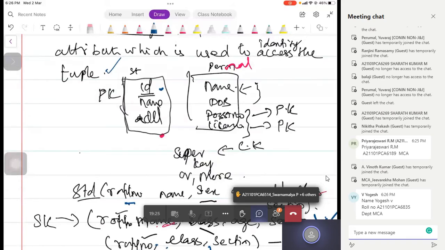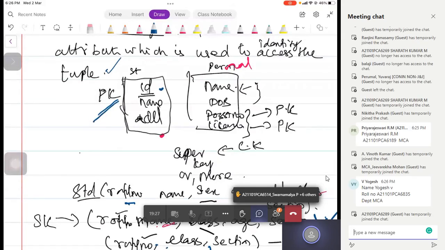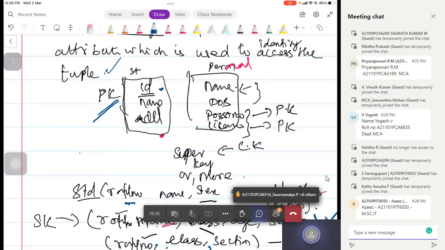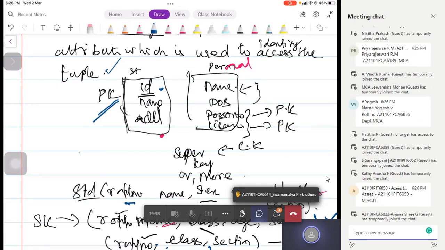Okay, then primary key. What is primary key? PK is the primary key. Primary key for student: student ID, name, address, personal name, date of birth, passport number, license number. So here in the student relation, student ID is the primary key.